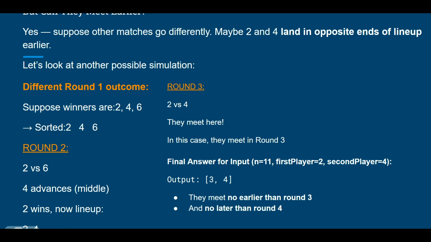Now in the lineup, 2 and 4 will come. Then 2 or 4, who will win? They meet again here, right? Either can win. In this case, they meet in round 3. So we can say the final answer for this input is 3 and 4. They meet no earlier than round 3, so there is no chance of earlier. However the game plays out, the outcome will be 3 and 4. So they meet no earlier than round 3 and no later than round 4. That is why the answer is 3 and 4.